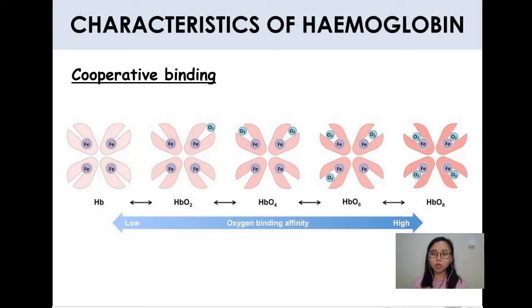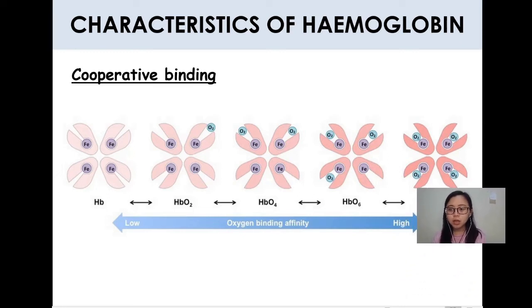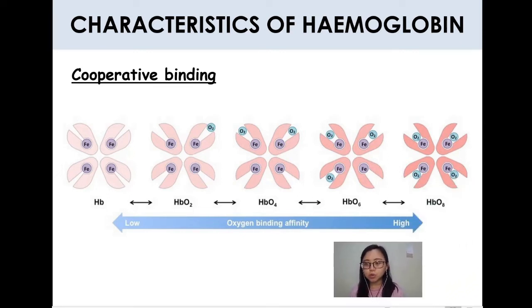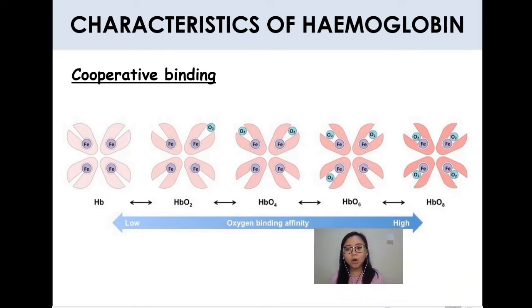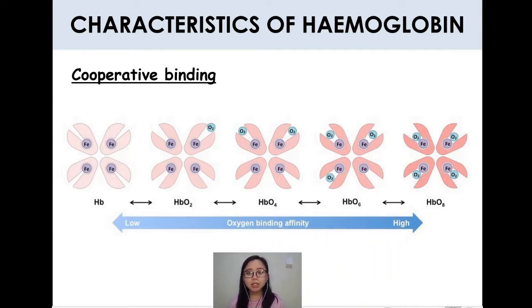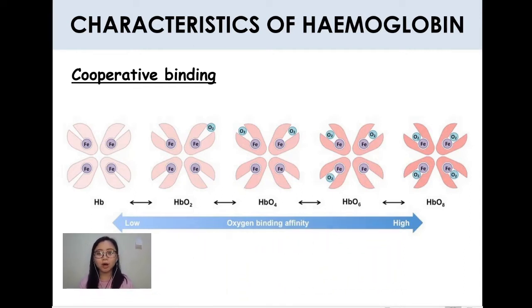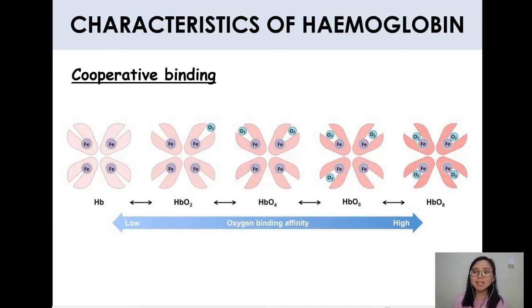When there is a low concentration of oxygen, low partial pressure of oxygen, the first oxygen molecule to go out will make it easier for the other oxygen molecules to go out as well. So this is cooperative binding of hemoglobin.